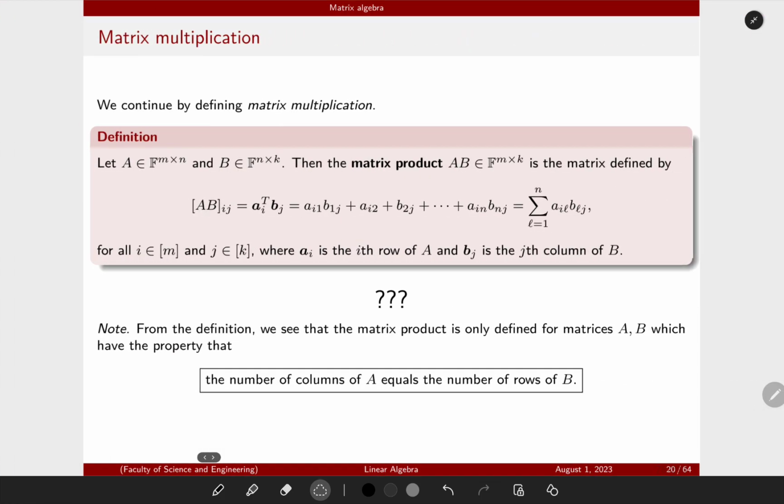And a very important thing to note is that from this definition, we see that the matrix product is only defined for matrices where the number of columns of A equals the number of rows of B. So in this case, A has n columns and B has n rows, so we can take their product.